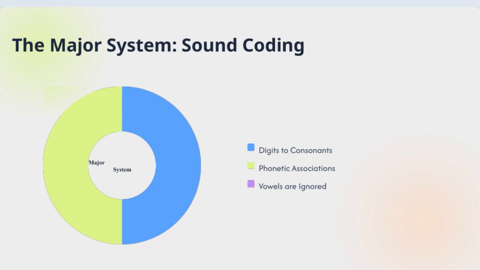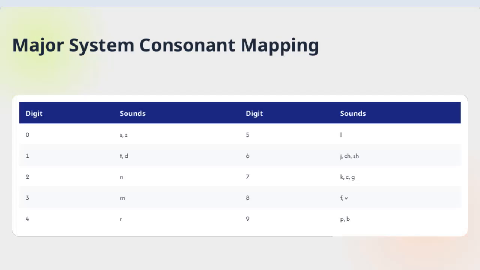for better retention. All right, on this slide, we're looking at the major system's consonant mapping, which is a really useful tool for memorizing numbers. Each digit from 0 to 9 is associated with specific sounds or consonants. For example, the sounds P and B are both linked to the number 9. Similarly, the sound R corresponds to the number 4, and so on.